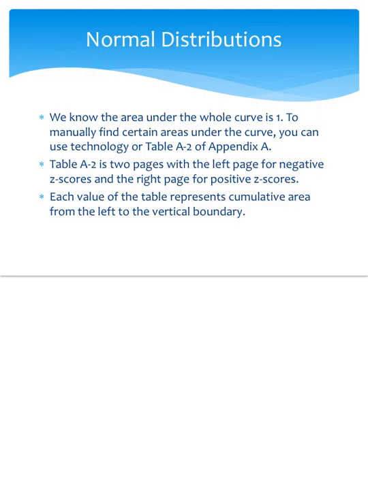To do that, you can use technology or Table A-2 of Appendix A. Table A-2 is going to be 2 pages, with the left page being used for negative z-scores and the right page used for positive ones. Each value of the table represents the cumulative area from the left to the vertical boundary that's given.